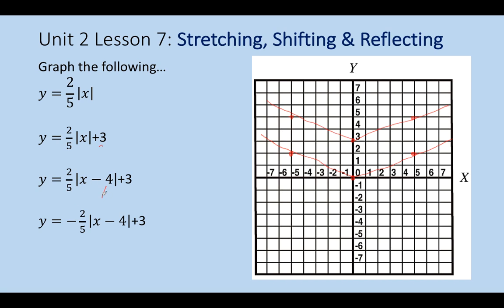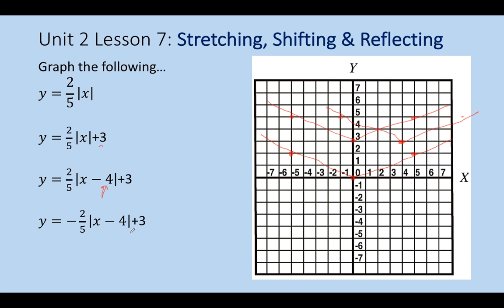Again, just one added piece of complexity. This time I've got an x minus 4. Well, remember, this is going to be the opposite of the sign. So not only am I going to stretch it, make it 2/5, not only am I going to go up 3, this time I'm also going to go to the right 4. And again, pretending like this is the origin, I will graph 2/5 times absolute value of x. Up 2 over 5 puts me about there.